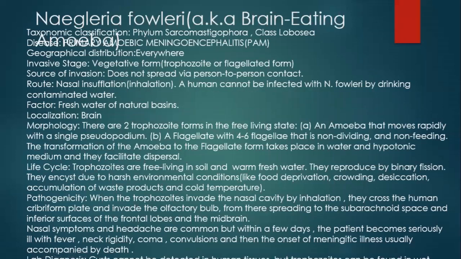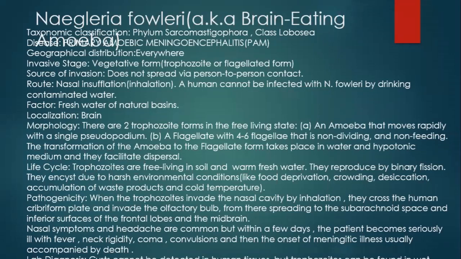All right, next one is Naegleria fowleri, aka brain-eating amoeba. These amoeba organisms are really recognized as organisms that feed on the brain. They destroy the CNS, the nervous system of their host. It causes what we call PAM, meaning primary amoebic meningoencephalitis. It causes damage to the meninges of the brain and the spinal cord. Found everywhere, and its invasive stage is the trophozoite or the flagellated form.